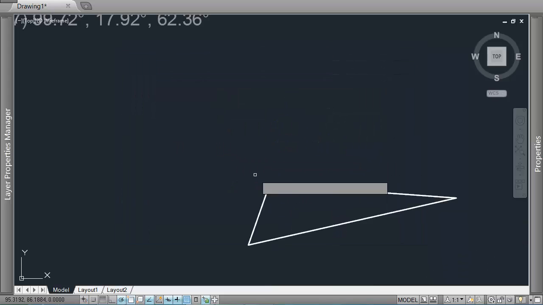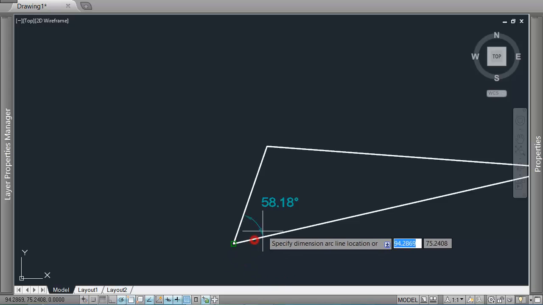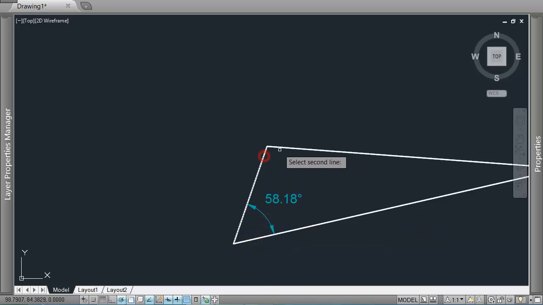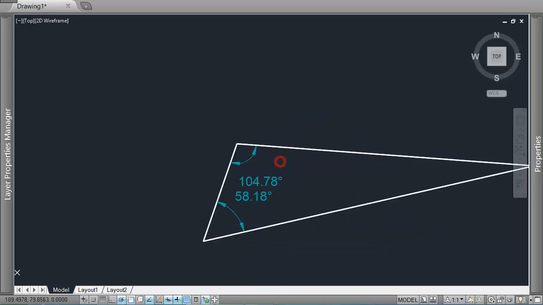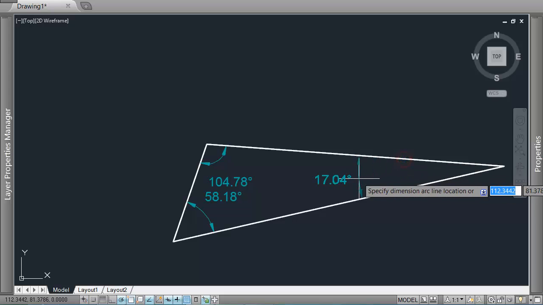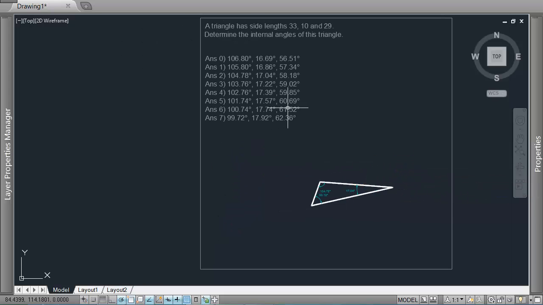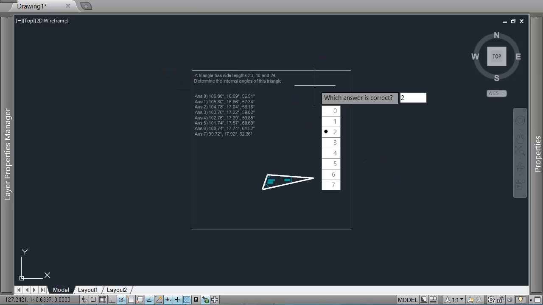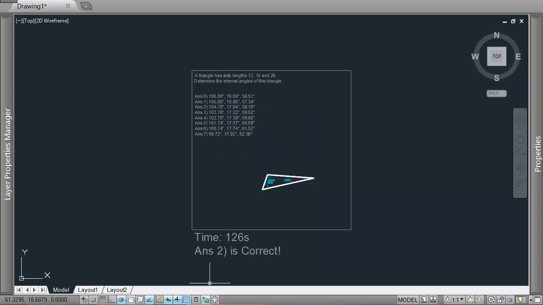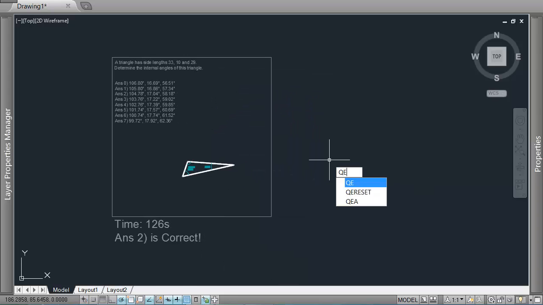And then supplying these angles, we have 58.18, 104.78, 17.04. So where are we for that one? That's answer 2. Hit QE when you're ready, supply the correct answer, and the program tells you that you were right. Okay, so that's how you solve for the angles of a triangle with known side lengths.